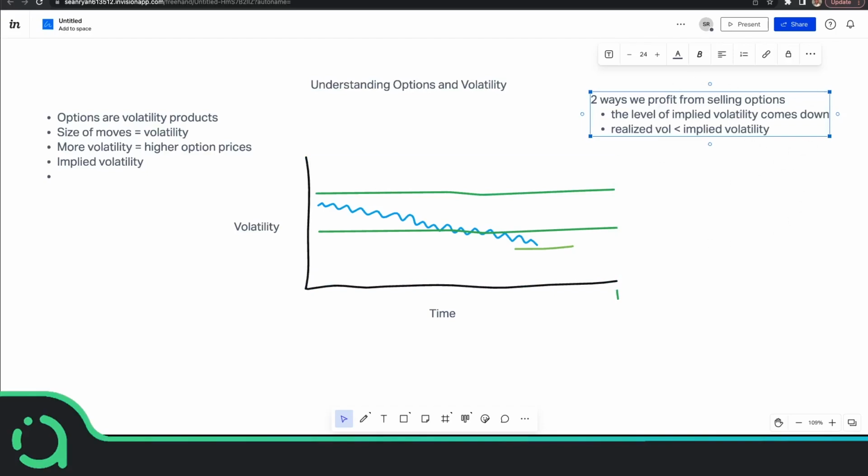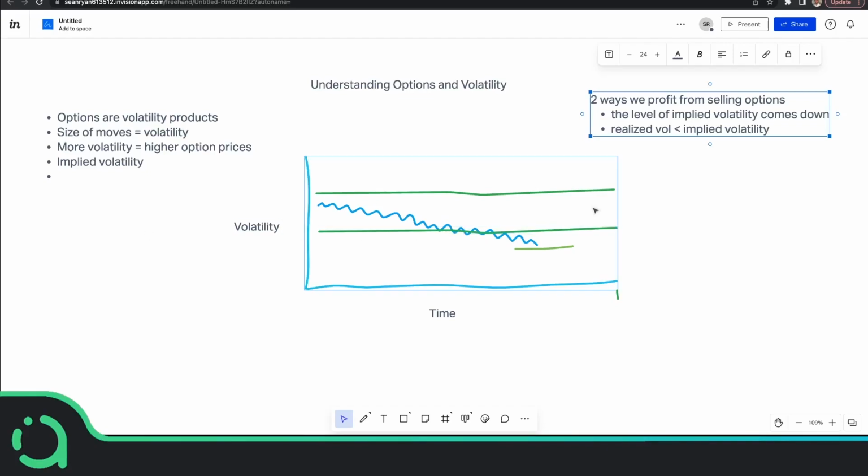Remember, when you put on a trade, the person on the other side has the exact opposite risk exposures of you. So if you're selling and you want implied volatility to come down and realized volatility to be lower than implied, the person buying it wants the level of implied volatility to go up and realized volatility to be higher than what the market was originally implying.